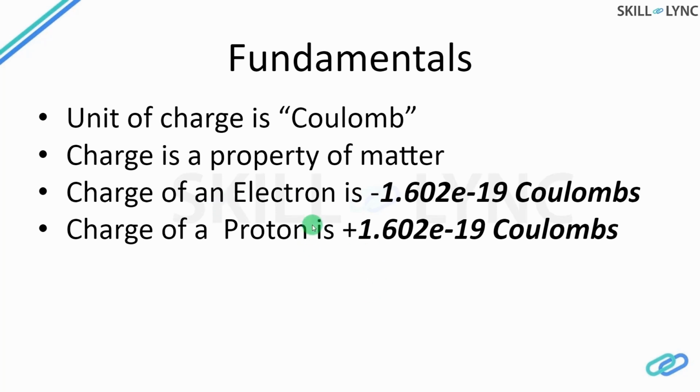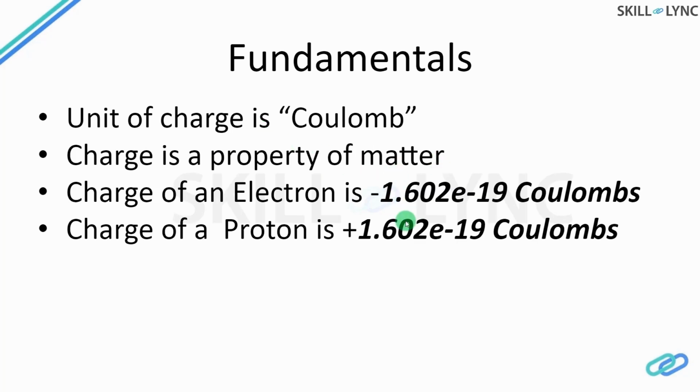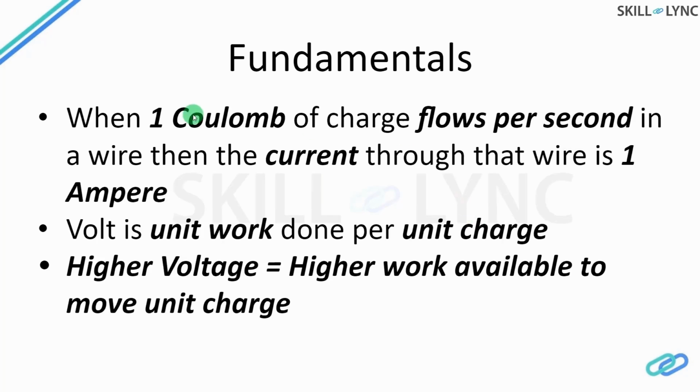Now with this, you can figure out the number of electrons that you would need to have a charge of 1 coulomb, right? That would be 1 divided by this number, which is going to be really huge. Now, when 1 coulomb of charge flows per second in a wire, the current through that wire is called 1 ampere. So we know what 1 coulomb is. 1 coulomb is nothing but 1 divided by 1.602 E minus 19 electrons. So if that many electrons flow through a wire per second at any given point, then the current through the wire is said to be 1 ampere.